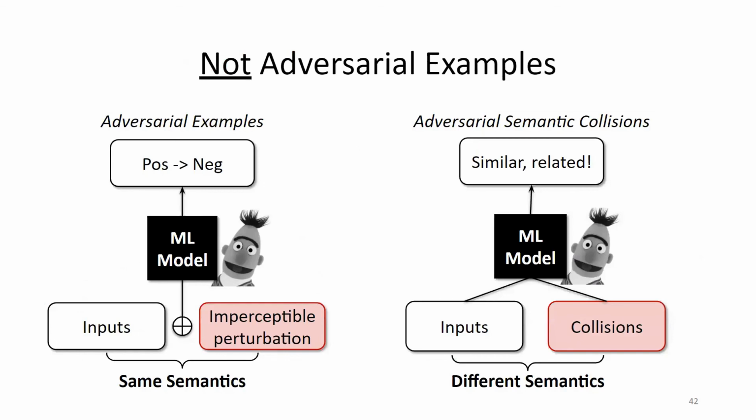I also want to point out that semantic collisions are not the same as traditional adversarial examples. In adversarial examples, you typically apply an imperceptible perturbation to your input so that the semantics of the input remain the same, yet the model flips its prediction. In the case of semantic collisions, we generate a collision with different semantics from the input, yet the model will think the collision has similar semantics to the input.